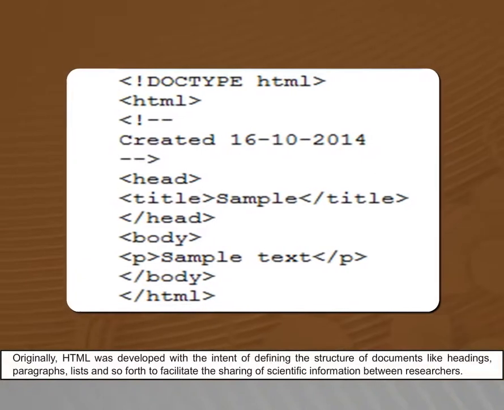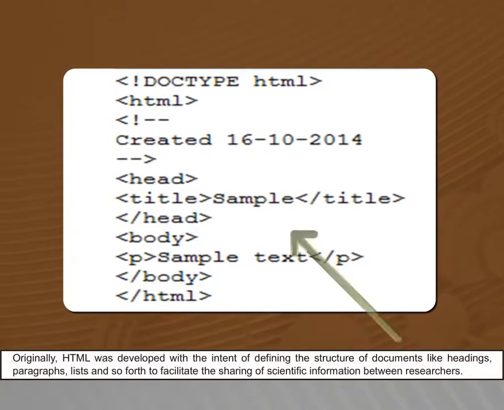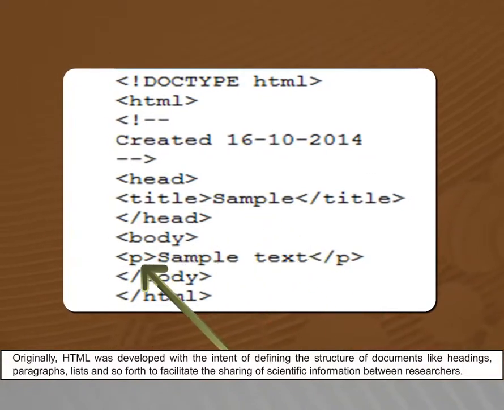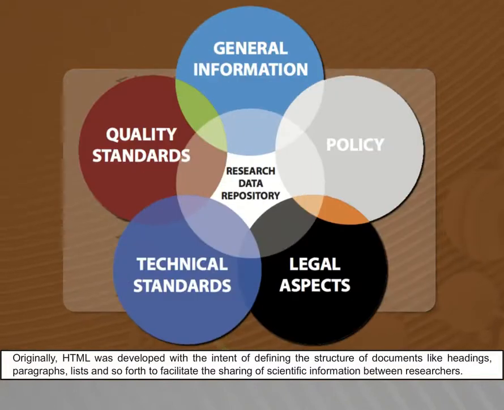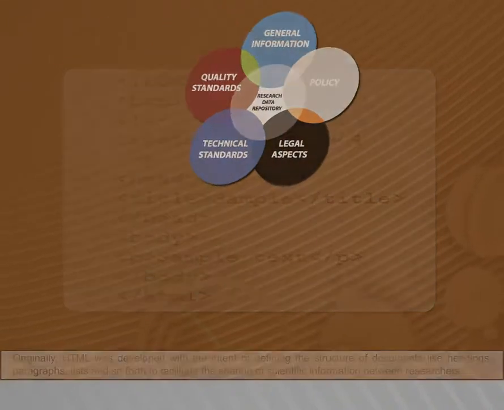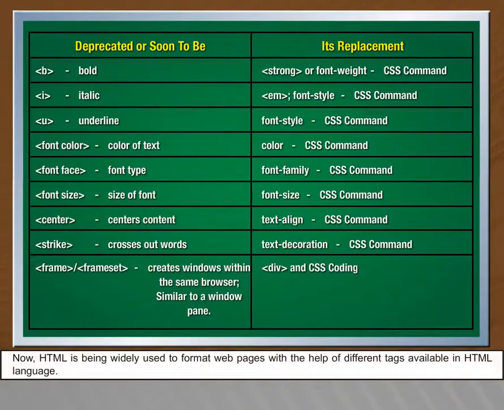Originally, HTML was developed with the intent of defining the structure of documents like headings, paragraphs, lists, and so forth to facilitate the sharing of scientific information between researchers. Now, HTML is being widely used to format web pages with the help of different tags available in HTML language.